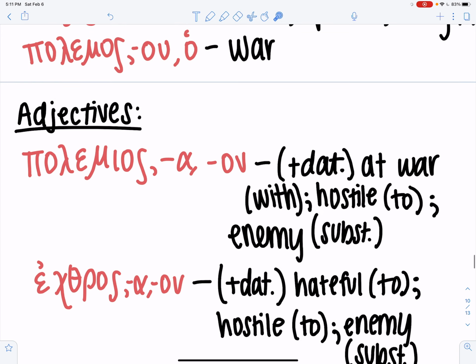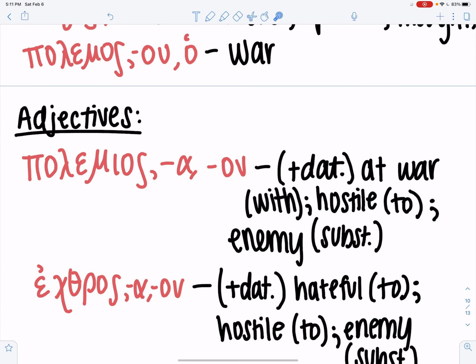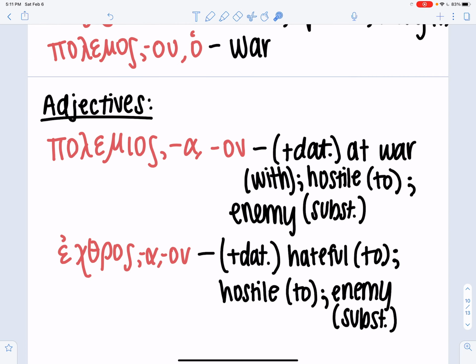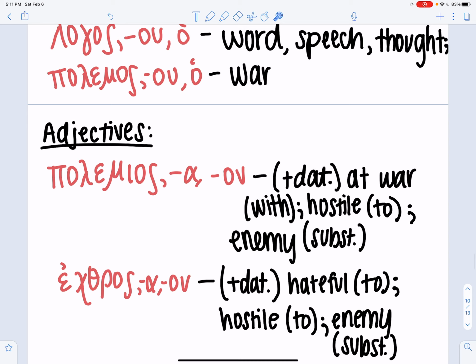But I think that if you remember polemos as a noun means war, then it follows that polemios would mean related to war, something related to war. So at war with, hostile, or an enemy in war. Echthros is hateful to, hostile to, or an enemy in your personal life, if that makes sense. And that is all for vocab this week, so pretty light compared to some other lessons we've done.